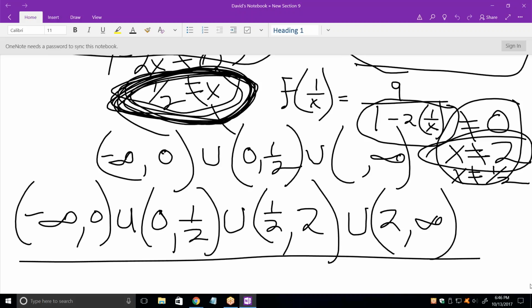To me, the easiest way to express this domain would be to say all real numbers except 0, 1/2, or 2. So sometimes there's shorter ways than interval notation to express something. This was quite complicated. We had 4 intervals here.